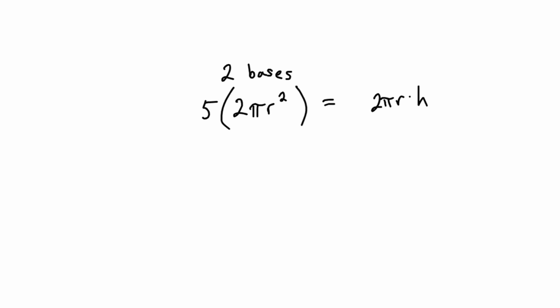So what you need to know in this problem is that the two bases, well, each base is a circle. So we're talking about pi r squared there. And there's two of them. And what they tell you is that if you multiply that by 5, you'll equal the curved surface, which is 2 pi r, the circumference, times the height.